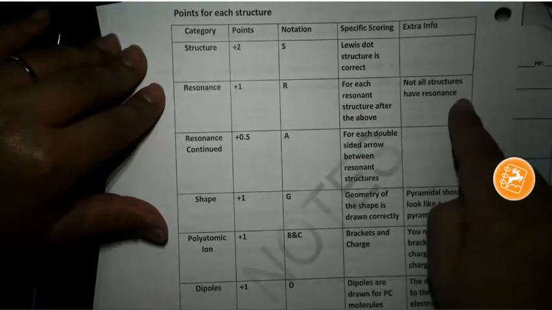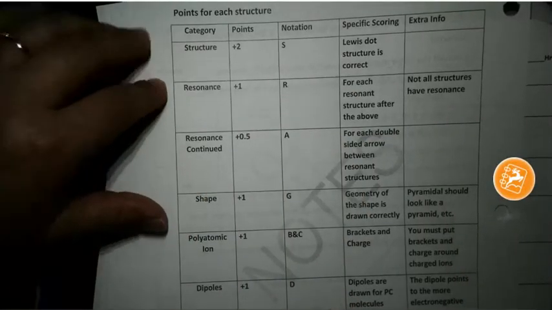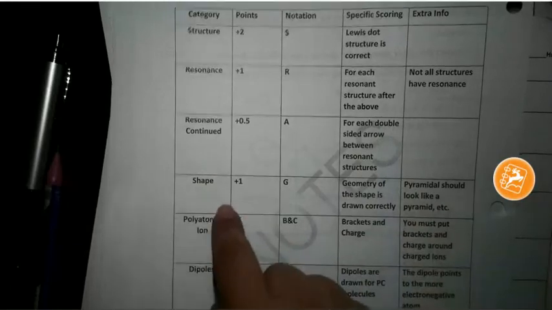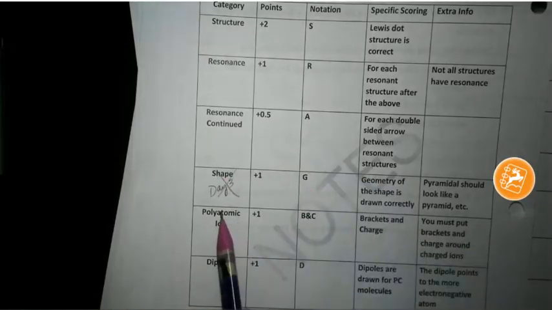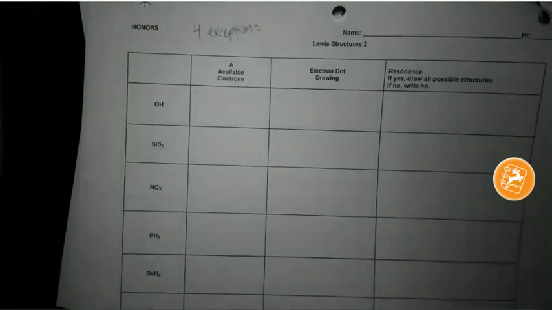Remember, not all structures have resonance, so don't start displaying resonance for every single structure. It's only when you have a double bond and a single bond, and all the atoms attached are the same. This is for you including the double-sided arrows when the structures are drawn. Shape, we still haven't learned that yet, so that's not until day 3. So don't worry about that one yet. If it's a polyatomic ion, you're going to put brackets and charge. Dipoles are drawn when you have a polar molecule. In this homework assignment, though, I don't want you to worry about dipoles. We'll continue that again on day 4, okay?